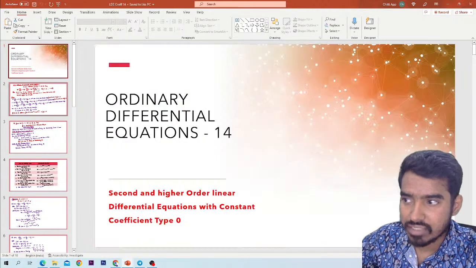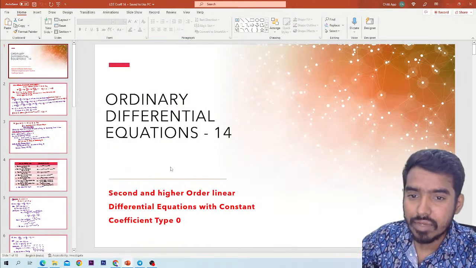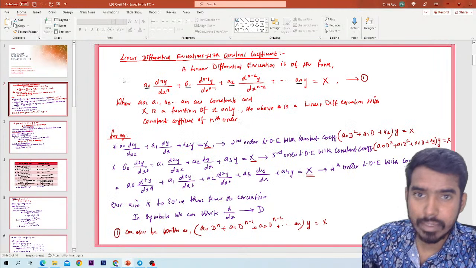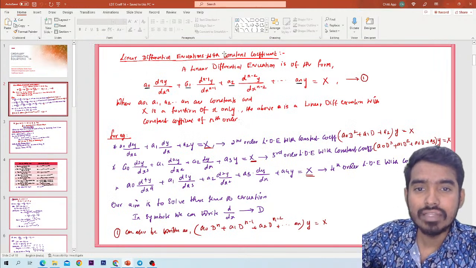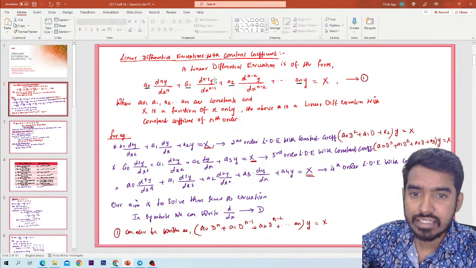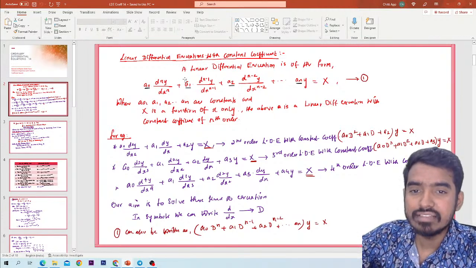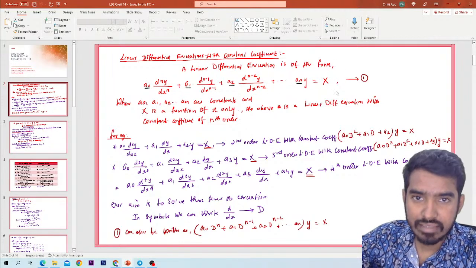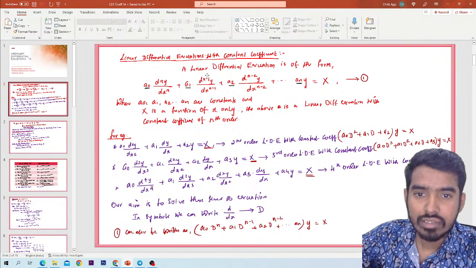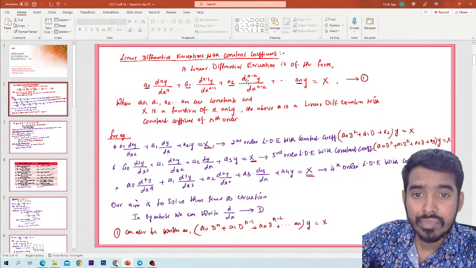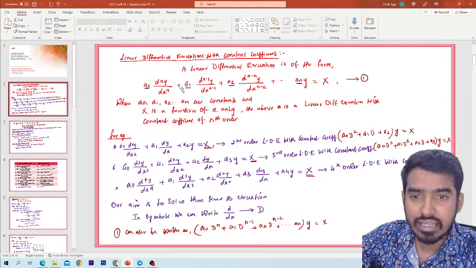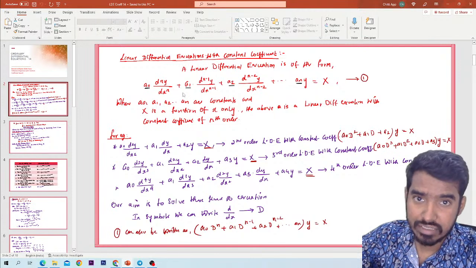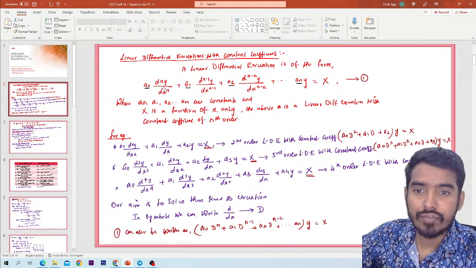These are the notes of the previous class. You can see we started defining what is meant by a linear differential equation with constant coefficients. If you have an equation of the form a0 d^n y/dx^n + a1 d^(n-1) y/dx^(n-1) and so on up to an y = X, where X is a function of x, this is called a linear differential equation with constant coefficients. Here a0, a1, a2, ..., an are all constants. It is called a linear differential equation of nth order.